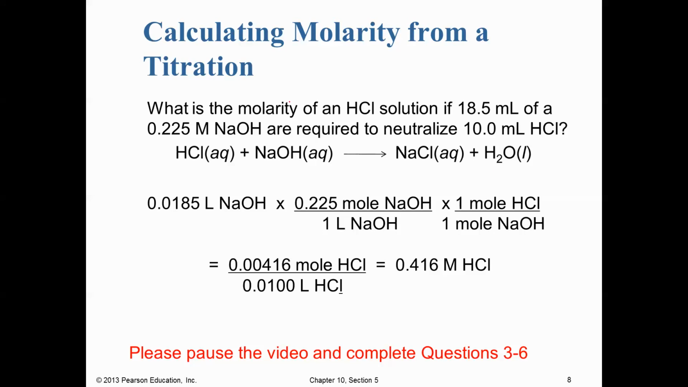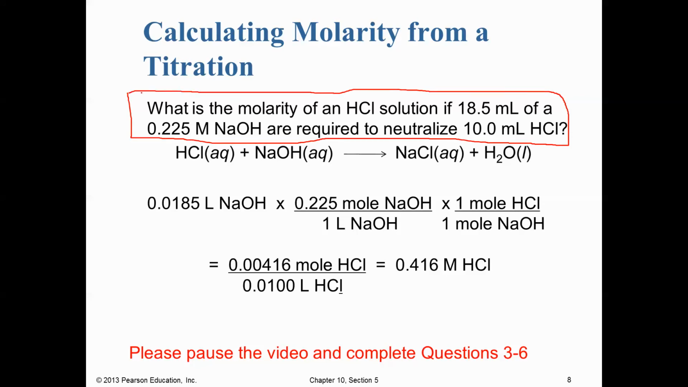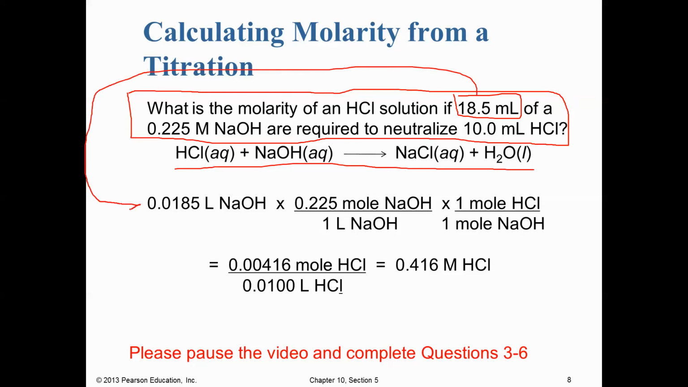Our question here is: what is the molarity of HCl if 18.5 milliliters of a 0.225 molar solution of NaOH are required to neutralize 10 milliliters of HCl? First thing we need is a balanced equation. This one's pretty simple to balance. Everything's in a 1-to-1-to-1 ratio. Then we start with our volume of the thing we know the concentration of. Here's our 18.5 milliliters, and we're going to plug it into our equation.